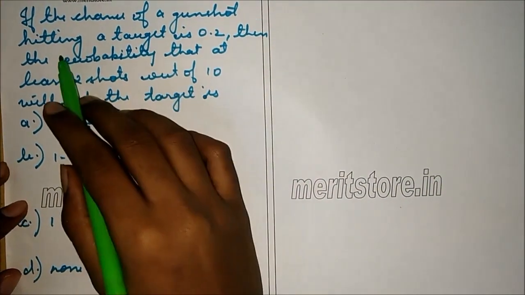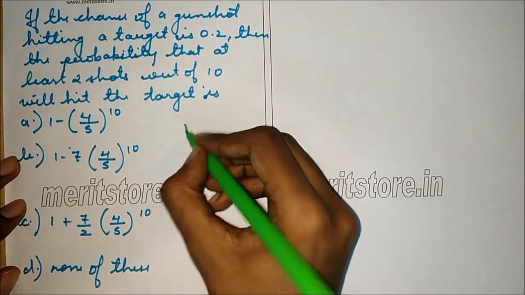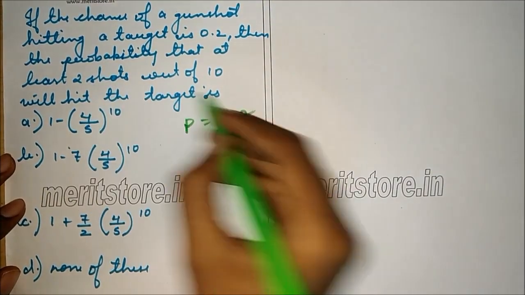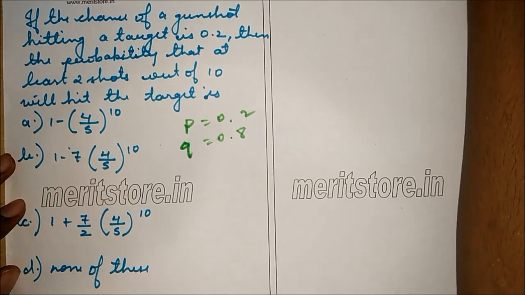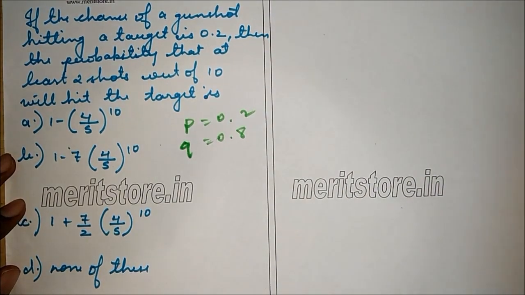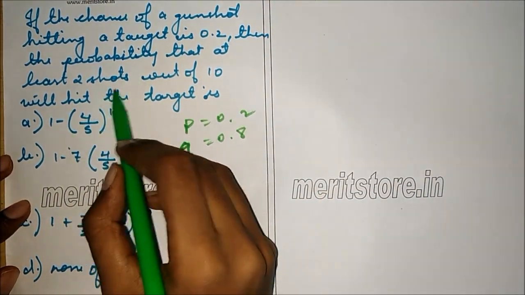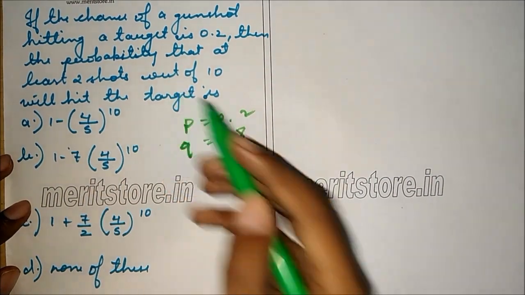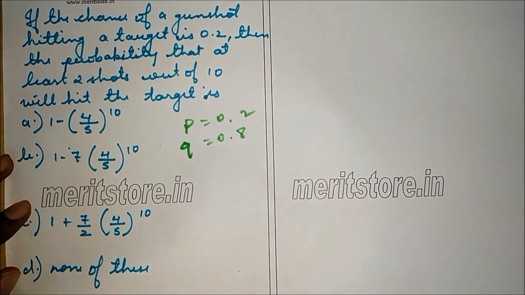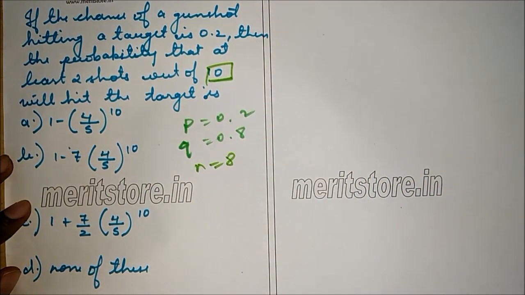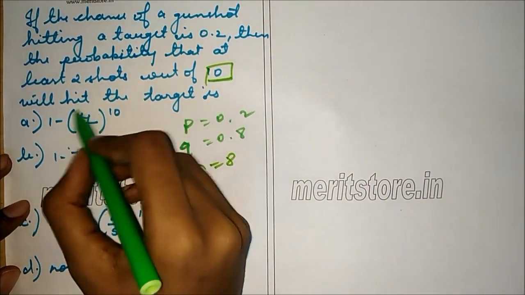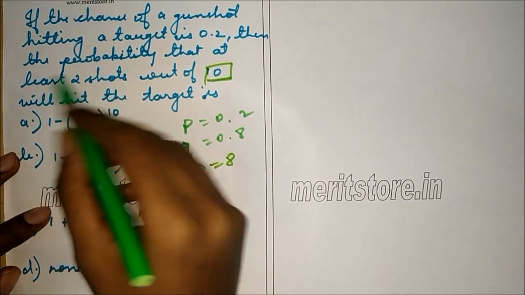If the chance of a gunshot hitting a target is 0.2, so p is 0.2, then q will be 0.8, since it is 1 minus p. So the probability that at least 2 shots out of 10 will hit the target is, so what we have to find is, out of 10 shots, that is n equals 10, number of trials, at least 2 should be hitting the target.